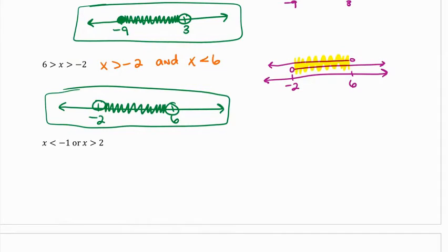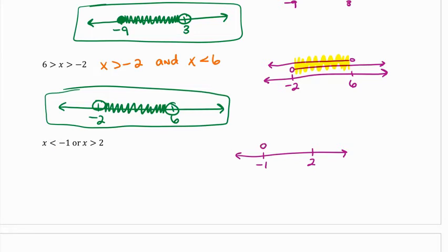This next one, I know it's an or because there's the word or right there, right? This one I don't have to rewrite out. I've already got the two different inequalities. So we'll kind of do the same idea here. We'll give ourselves a little sketch over here. And I've got a -1 and a 2 this time. And our first one says that x is less than -1.